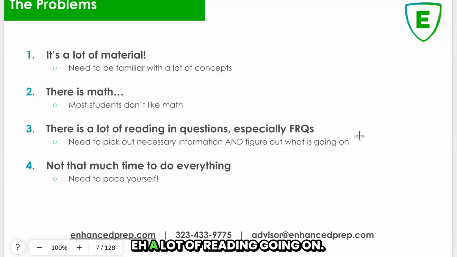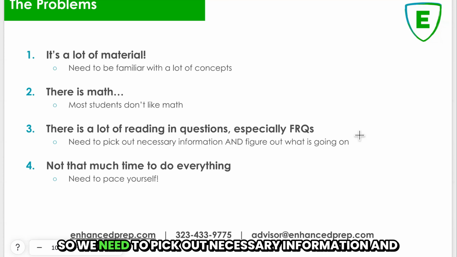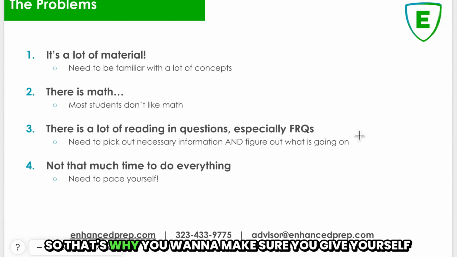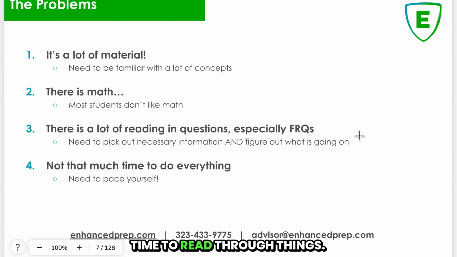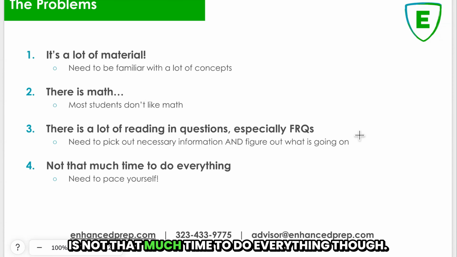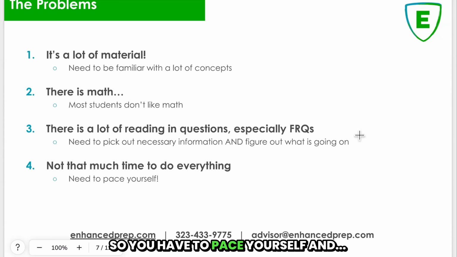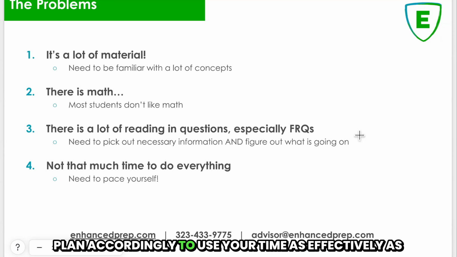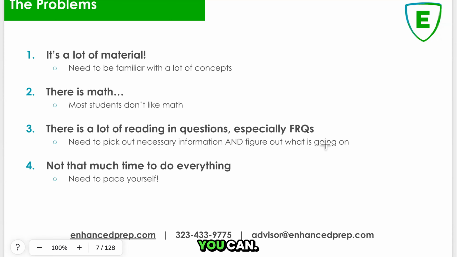Okay. A lot of reading going on. So we need to pick out necessary information and then put it all together. So that's why you want to make sure you give yourself time to read through things. Okay. And I mean, another issue adding on to that, there is not that much time to do everything though. So you have to pace yourself and plan accordingly to use your time as effectively as you can.